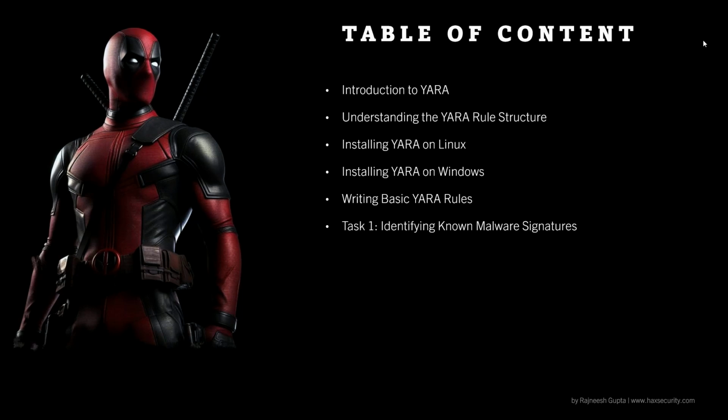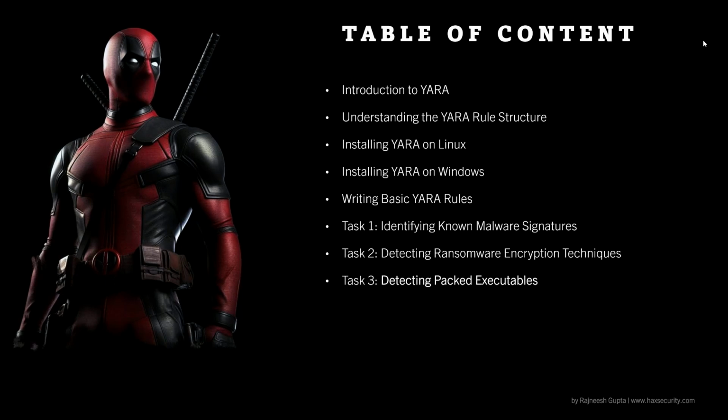Task one will be to identify known malware signatures. Task 2 will be to detect ransomware encryption technique, or maybe detecting a ransomware. Task 3 is about detecting a packed executable. And then task 4 would be to find or match obfuscated code. Finally, conclusion.